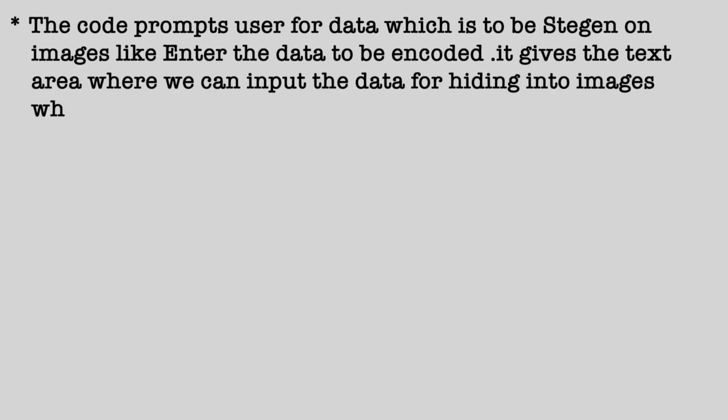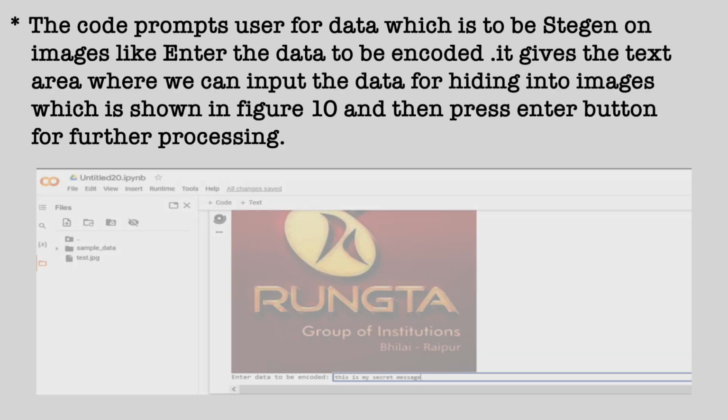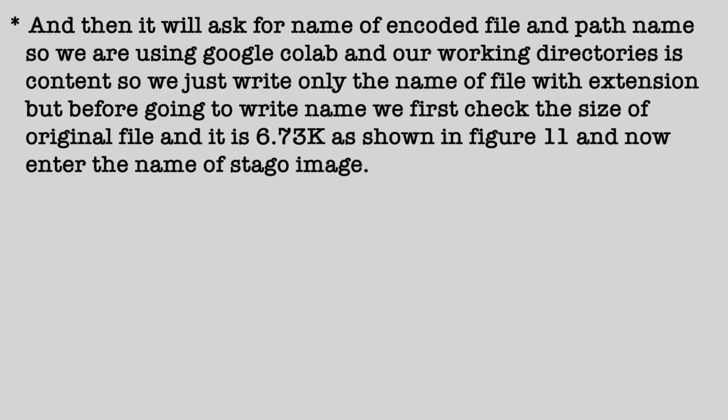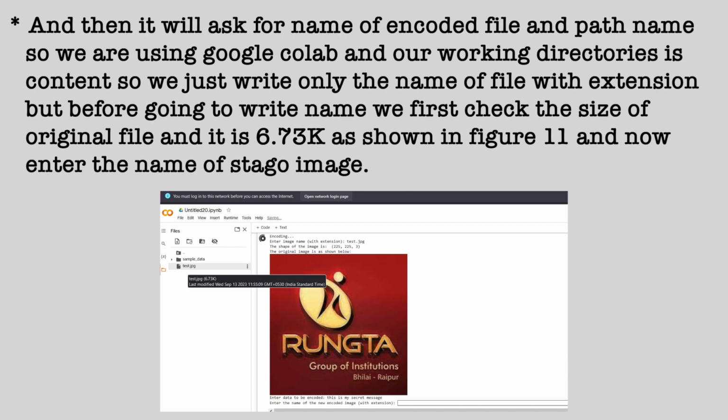The code prompts the user for the data which is to be steganographed into the image, like "enter the data to be encoded." It gives a text area where we can input the data for hiding into images, which is shown in figure 10, and then press the enter button for further processing. And then it will ask for the name and the path of the encoded file.